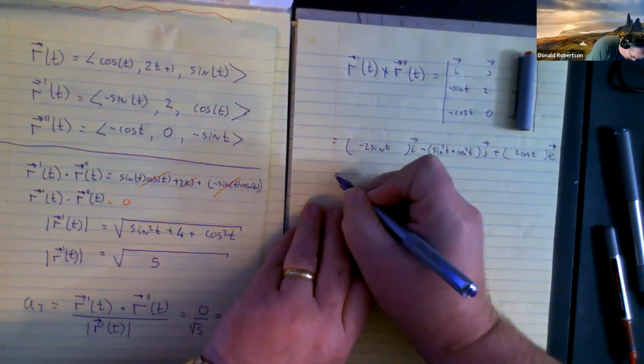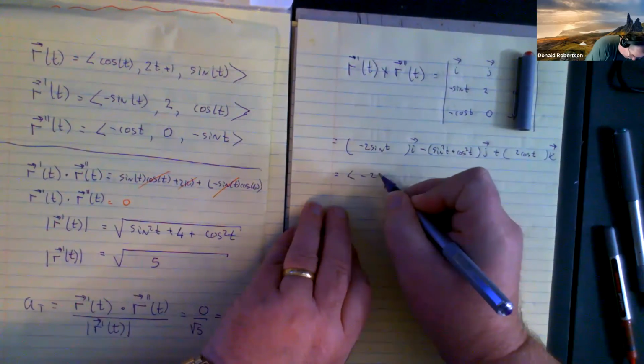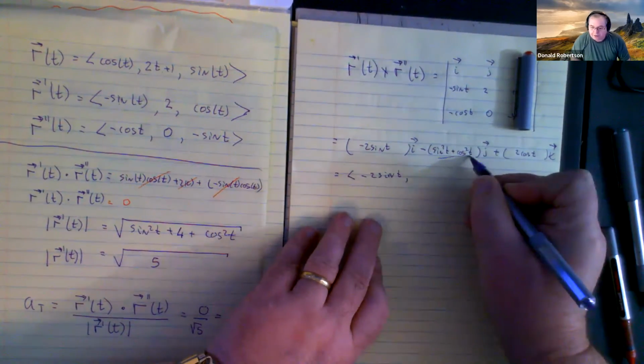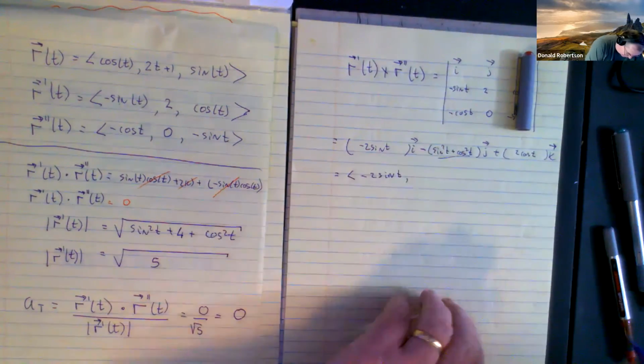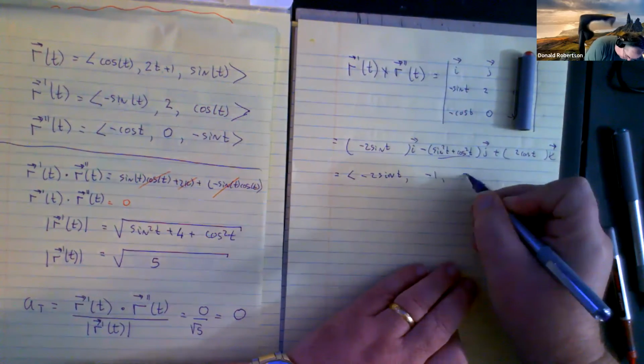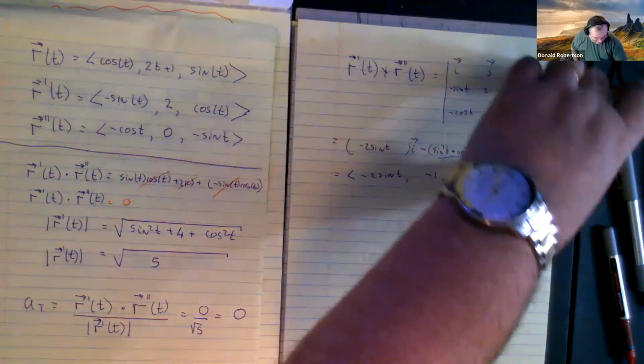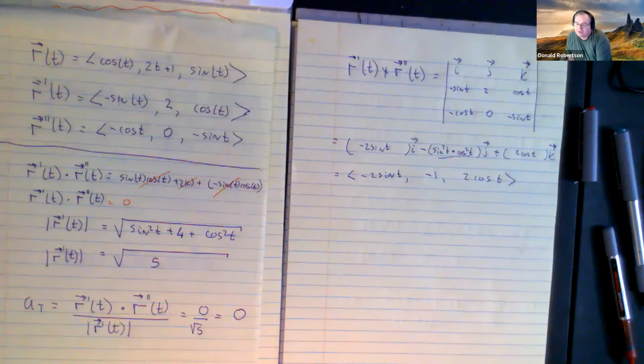So it's negative 2 sine t. Would you agree that's 1? So this is negative 1. And that guy is 2 cosine t. Are you comfortable about the cross product? Aren't helixes nice to work with? Don't you get good math from helixes?